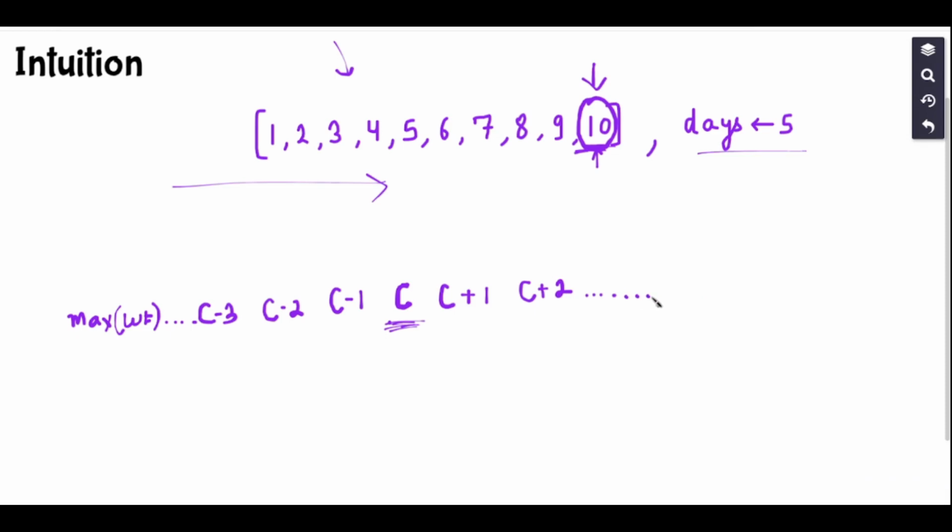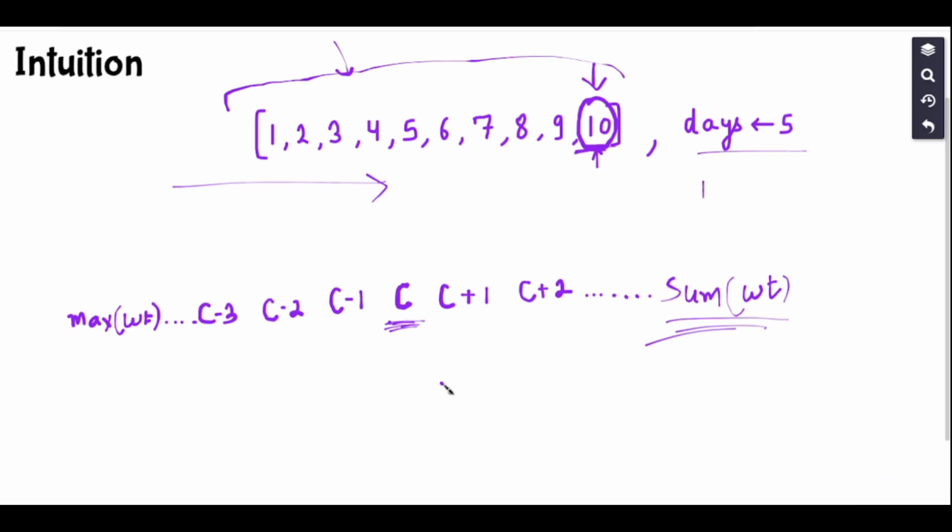What can be the maximum capacity a ship can have so that I can transfer all my items? We can say that, okay, let's say we have a giant ship in which I can put all my items and it will transfer all those items in one day. That means the maximum capacity would be equal to the sum of weights of all the items in the weights array. That is my right extreme.